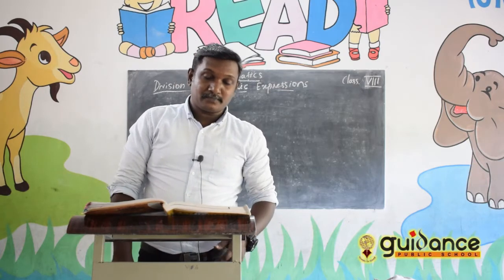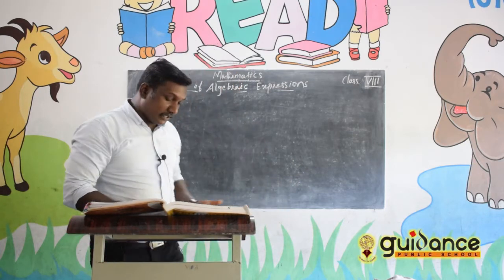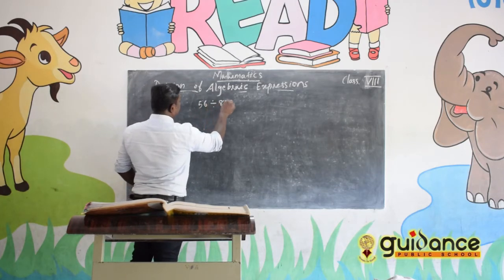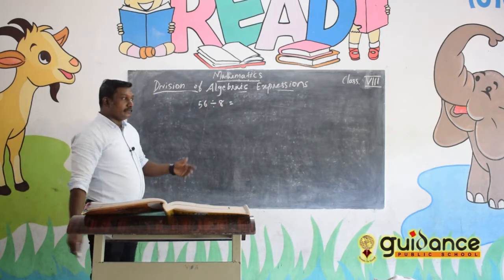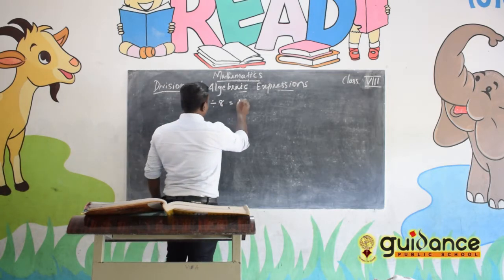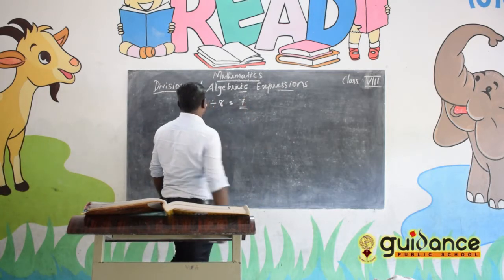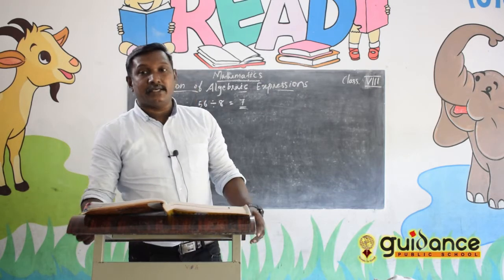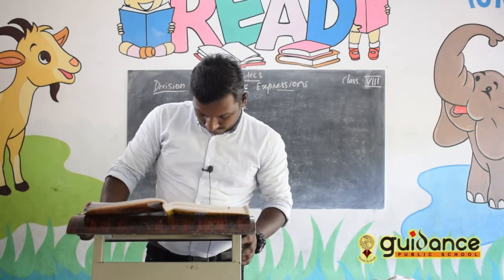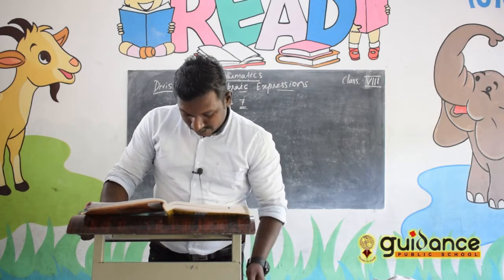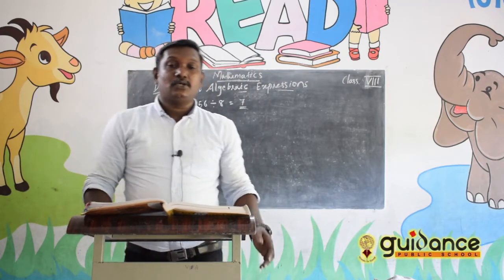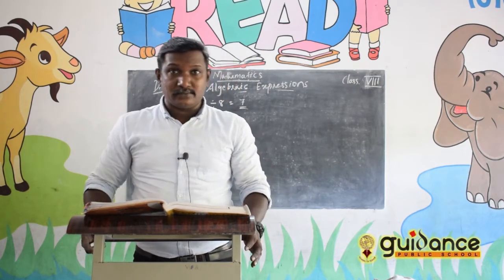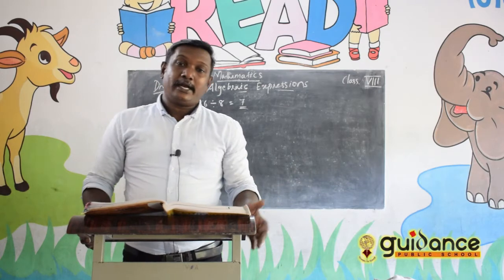For example, you already know about the division of natural numbers, like 56 divided by 8. We know division and multiplication, so we know how to solve this. 56 by 8 is equal to 7. The same way we can divide algebraic expressions. For that, you need to know how to add and subtract like terms. The same things we can continue here.